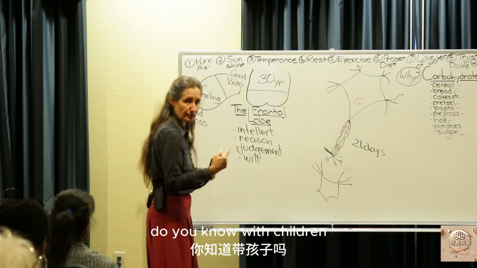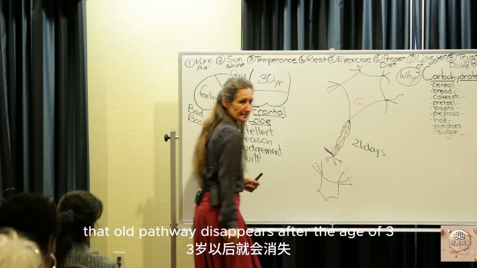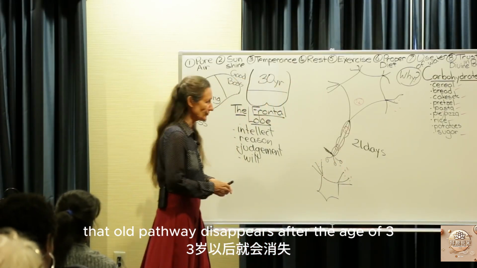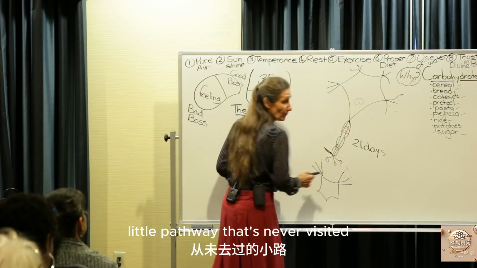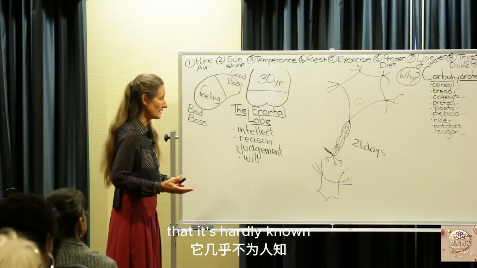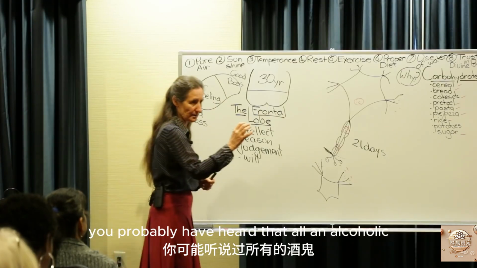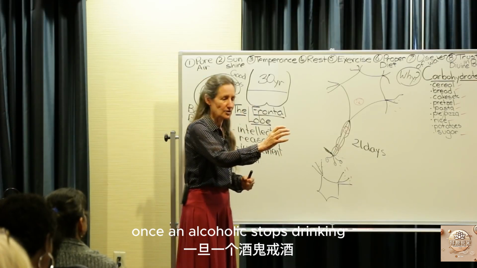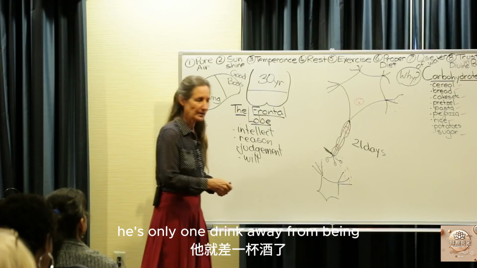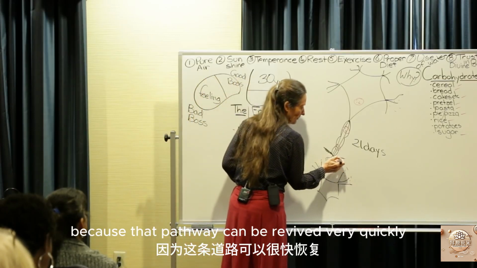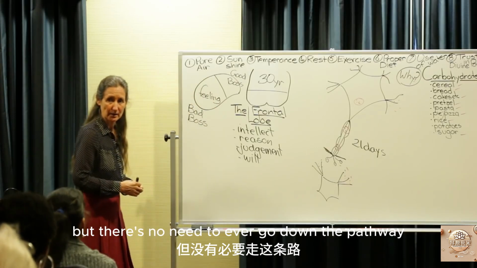Do you know with children, training children under the age of 3, that old pathway disappears. After the age of 3, it is still there, but you know it can be such a light little pathway that's never visited that it's hardly known. You probably have heard that once an alcoholic stops drinking, he's only one drink away from being, because that pathway can be revived very quickly. But there's no need to ever go down the pathway.